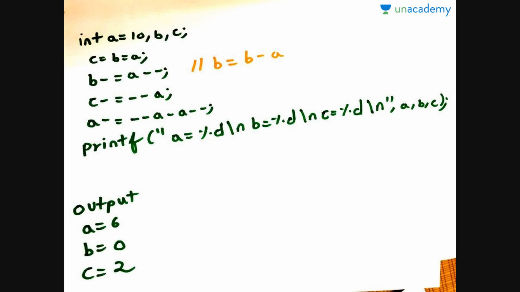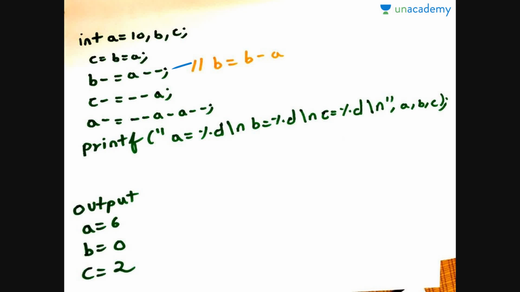Now, let us move on to the next expression. You have 3 variables A, B and C over here. We have A is equal to 10, and B and C are just declared. Then we initialize C is equal to B is equal to A, which means now all the values have been assigned 10. Okay. Now let us move on to the expression B -= A--.